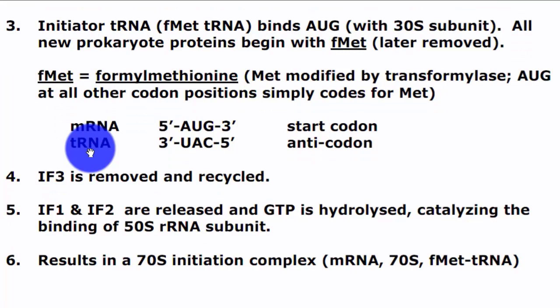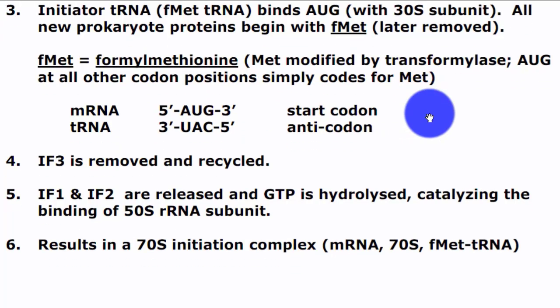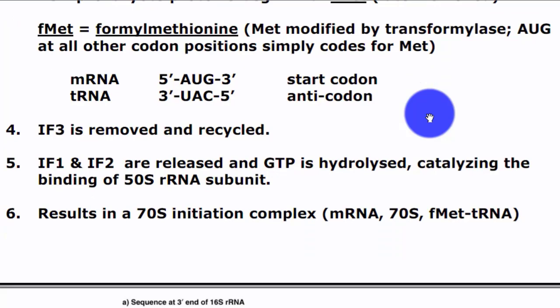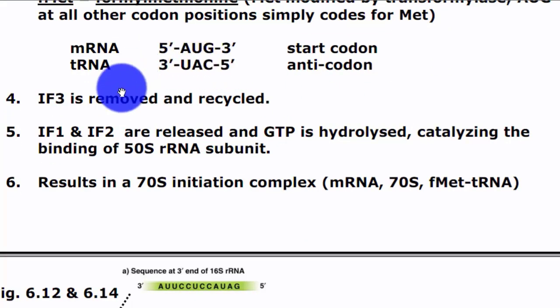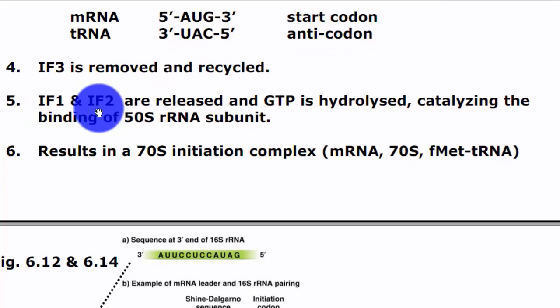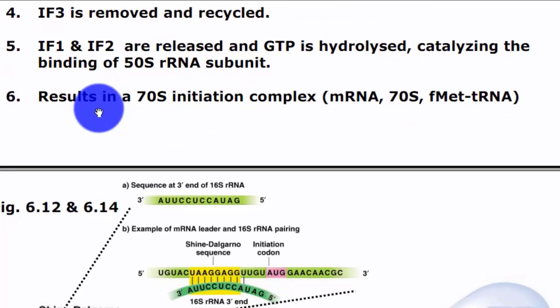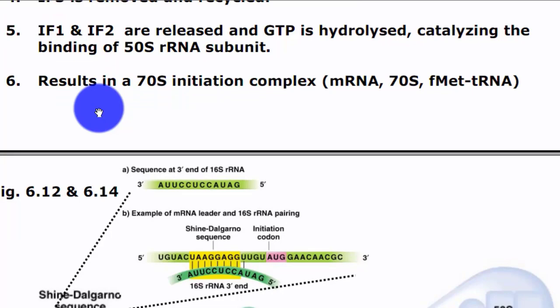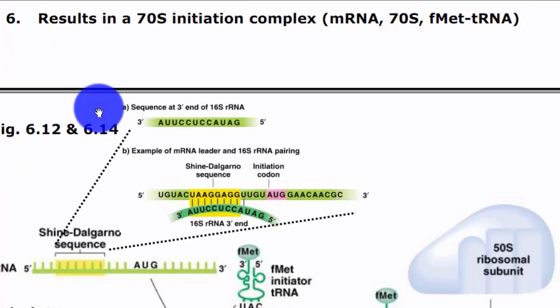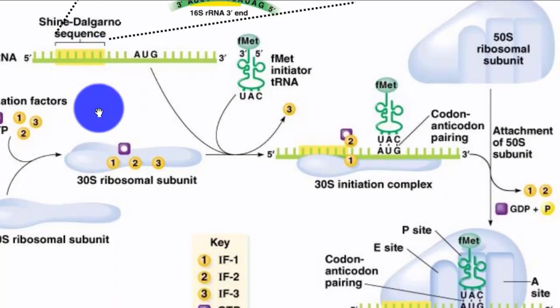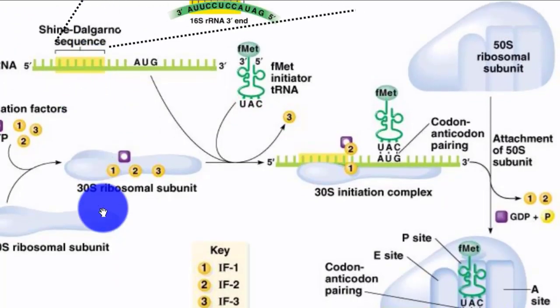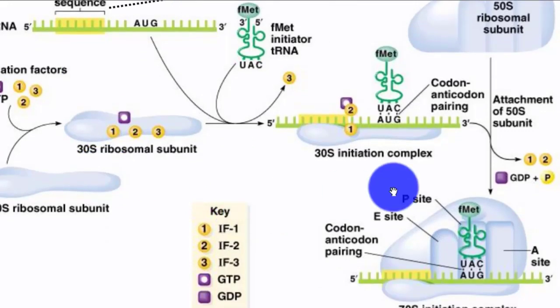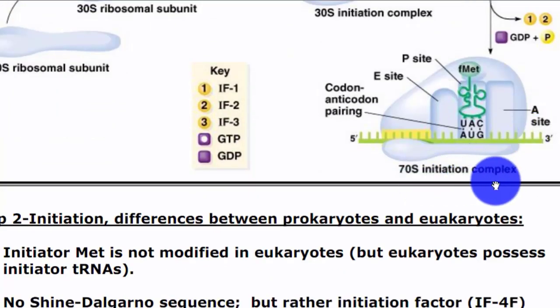fMet, formylmethionine, is modified by transformylase. AUG at all other codon positions simply codes for methionine. IF3 is removed and recycled. IF1 and IF2 are released and the GTP is hydrolyzed, catalyzing the binding of the 50S ribosomal subunit. The initiation factors, 30S ribosomal subunit, 30S initiation complex, attachment of 50S subunit, 70S initiation complex.